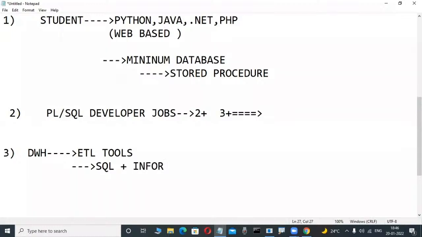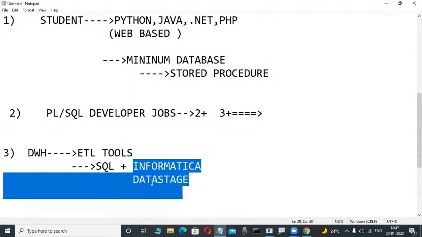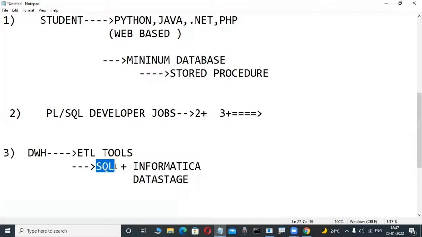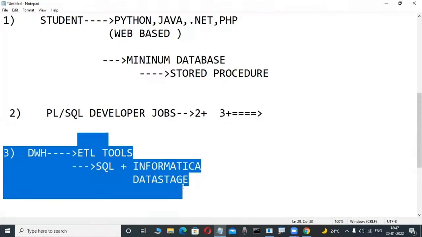Informatica is a very popular ETL tool. Talend is another popular tool there. These ETL tools have a graphical user interface, so only minimum knowledge of SQL is required. That's why people learn these courses, for these jobs.